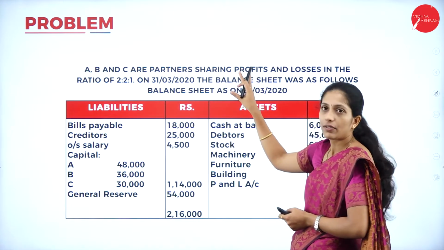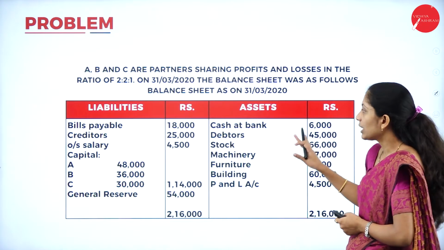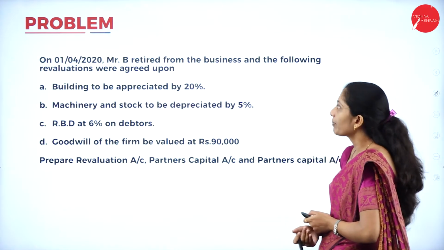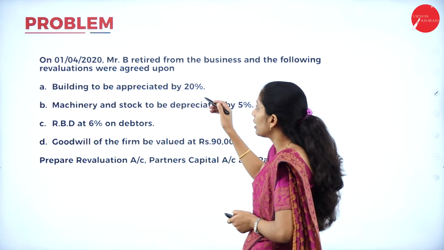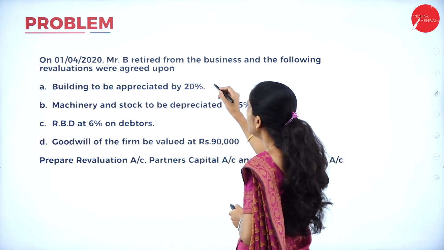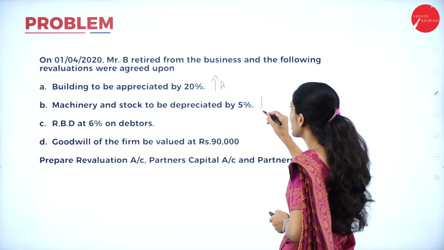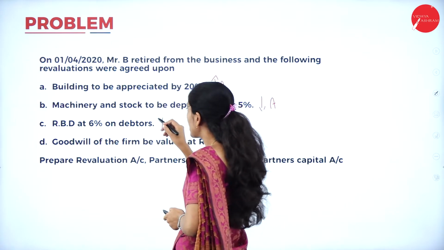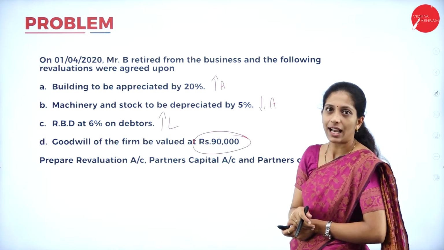Here they will give the question, they will give the balance sheet before the retirement of a partner. So here also they have given certain assets and certain liabilities. Next they have given certain adjustments. Now, what is the difference is that of course there is an increase or decrease in the value of assets and liabilities. So here there is an increase in asset, building; stock has decreased, so decrease in asset. Next, reserve, so there is an increase in liability. Next, goodwill of the firm is valued at rupees 90,000, they have given.